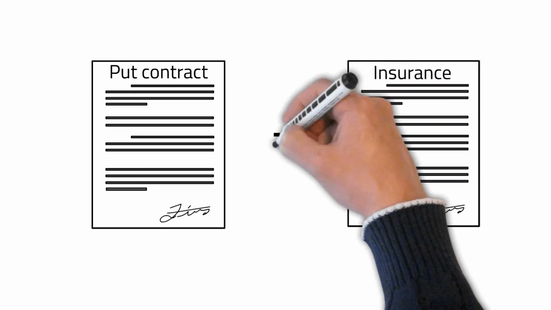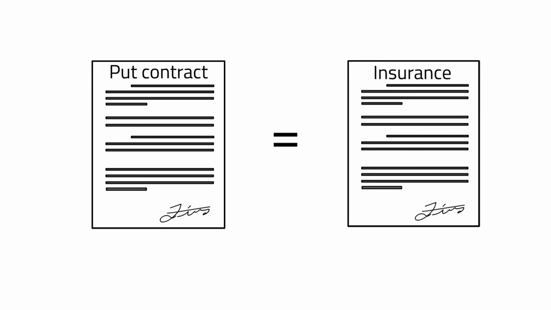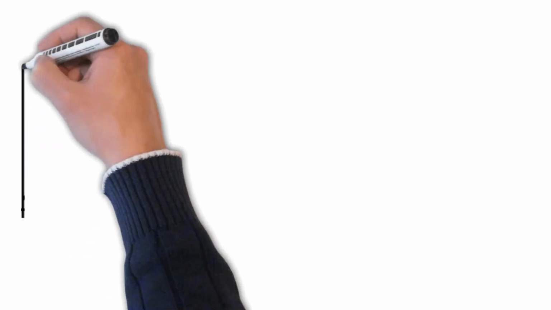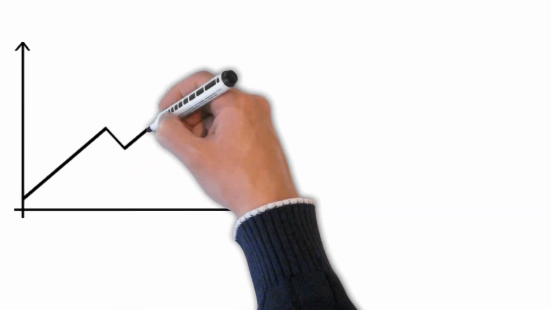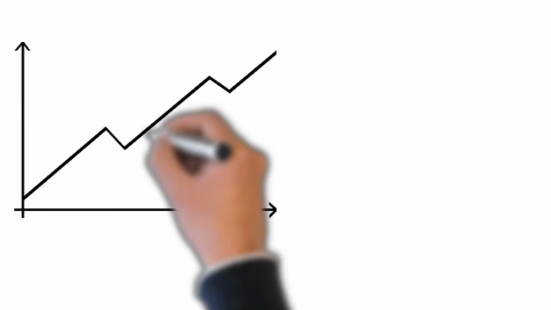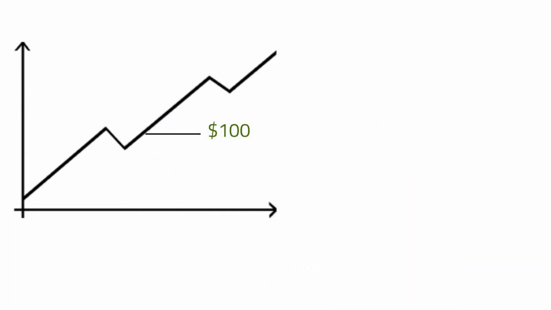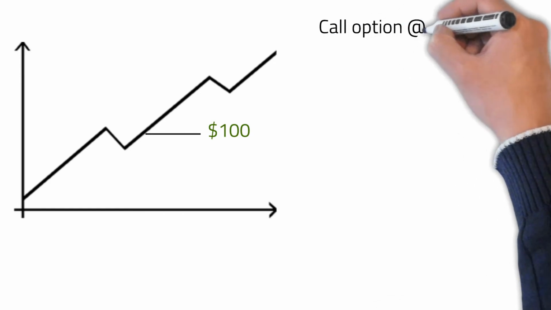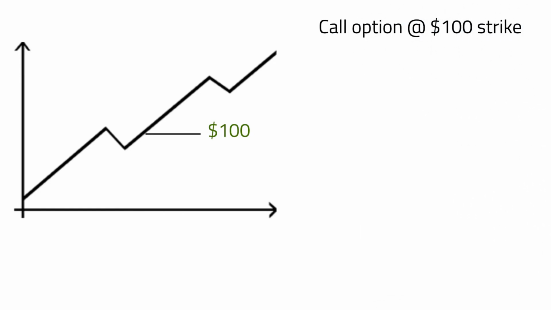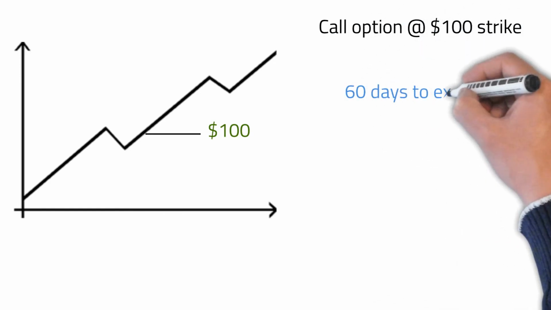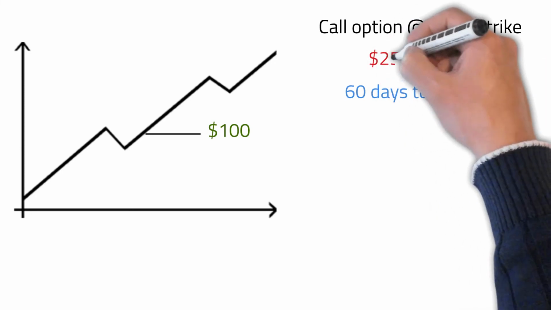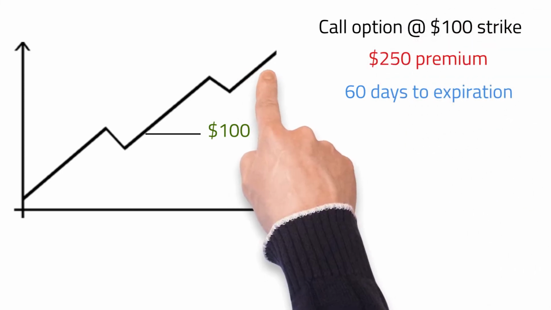Why would someone want to pay a premium to purchase a stock if it goes up? Let's say that you had your eye on a stock and it's a bit out of your price range, but you still think it's going to go up. The stock is currently trading at $100 per share, so you buy a call option at the $100 strike price that expires in 60 days, and you pay a $250 premium.